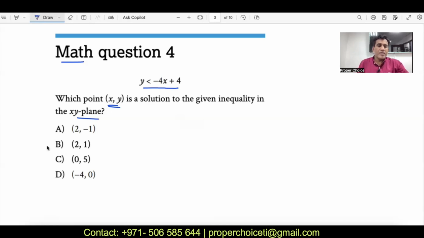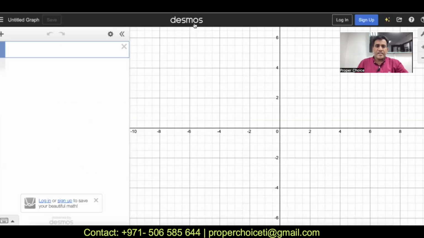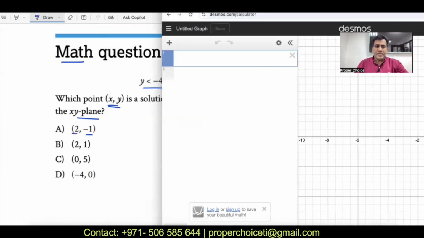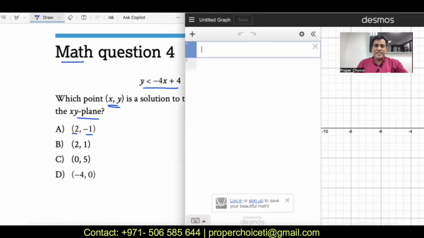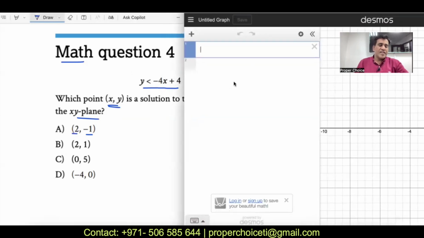So one way, I can use a Desmos graphing calculator and try to check each coordinate point. Another way, I can substitute x and y values here and check for what value of x, y is lesser. Either way is fine. So let me just do it on Desmos. We can do it a little different way rather than doing it manually, because the digital SAT has introduced a graphing calculator. So let's make use of it. Just type it the way it has been given.